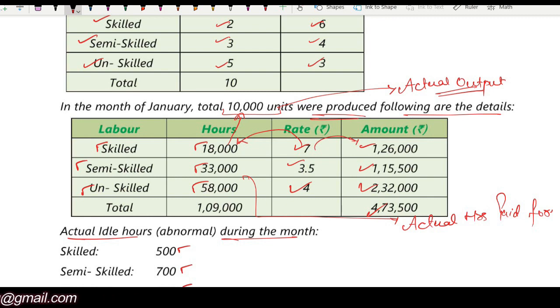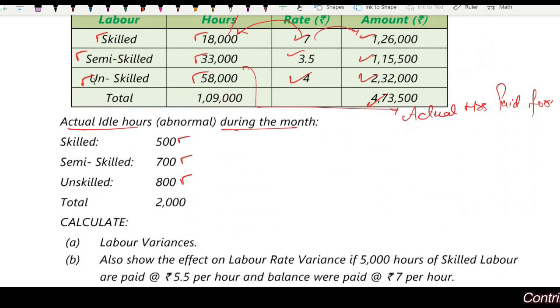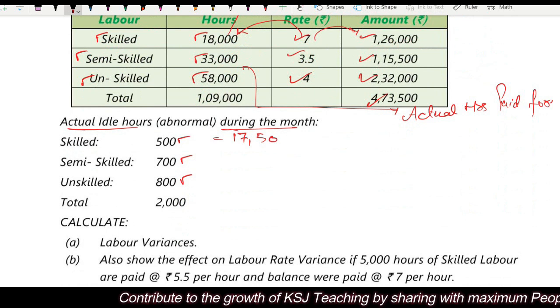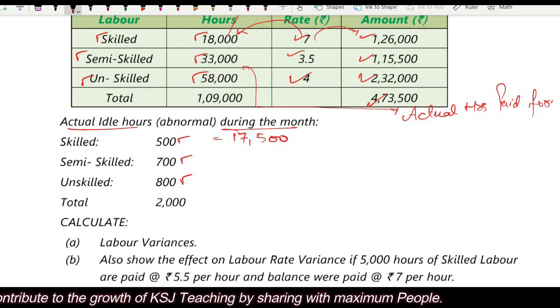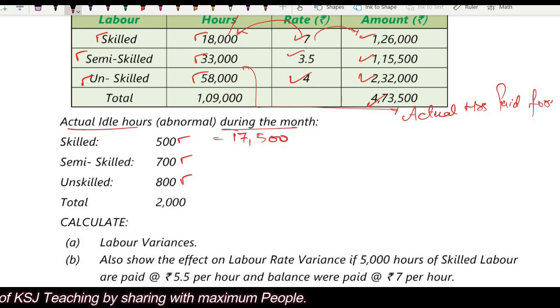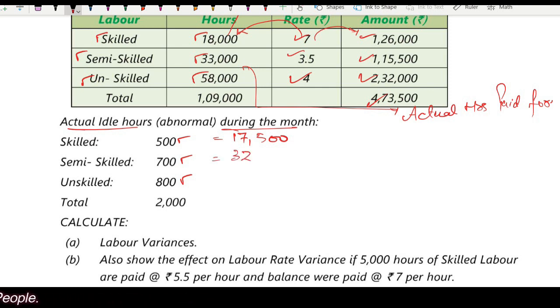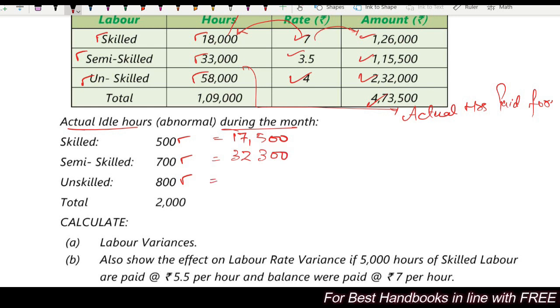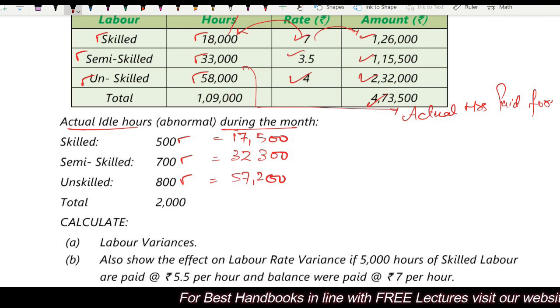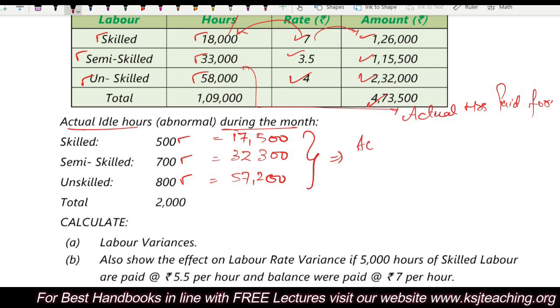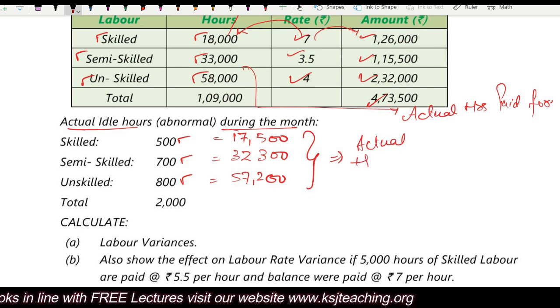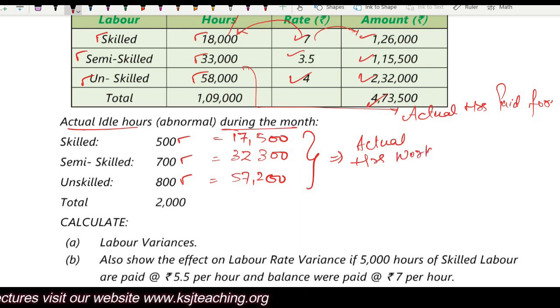This is what we are paying for, right? But the actual number of hours for which they have worked is 18,000 minus 500, right? So 17,500 will be the actual hours that have been worked, right? Clear? So 33,000 minus 700, that will give you 32,300. 58,000 minus 800 will give you 57,200. These are the actual hours worked.